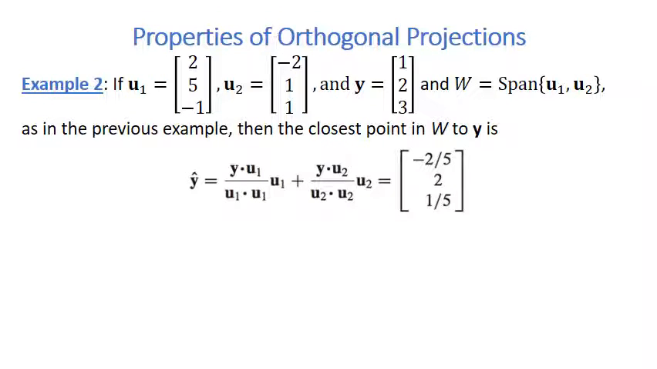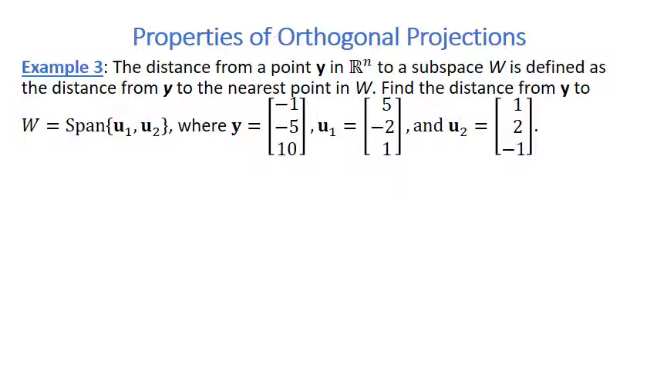So here is an example. If I use the vectors from the previous example and I want to find the closest point in W to y, it is simply y hat, which we found previously. So this here is the closest point to y. Okay.